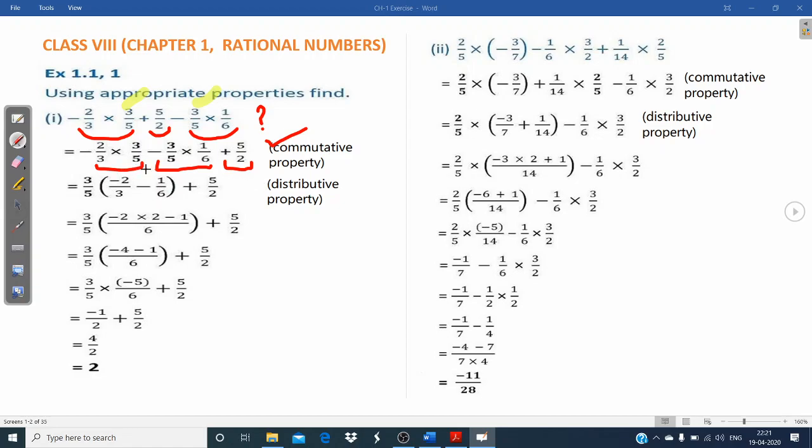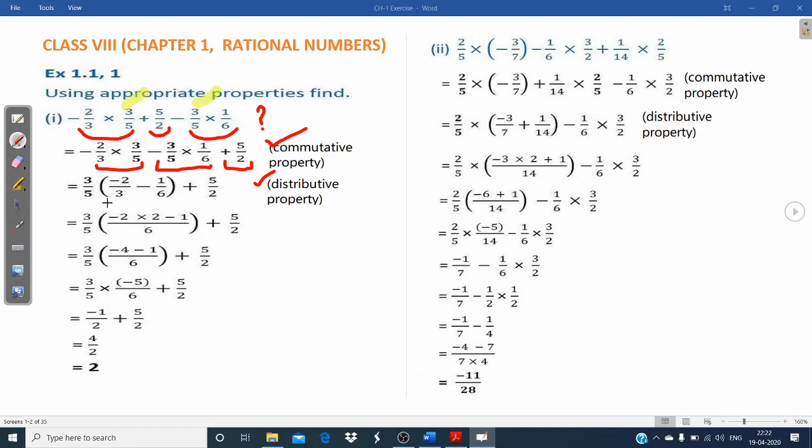In the next step, from these first two terms, 3 by 5 we can take common. What's left inside? Minus 2 by 3, and since only 3 by 5 has been taken common, minus 1 by 6 is left inside, plus 5 by 2 as it is. So you can see this is your distributive property: A multiplied by B minus C is A into B minus A into C. So this is your distributive property. And always write the property name, whichever property you are using.